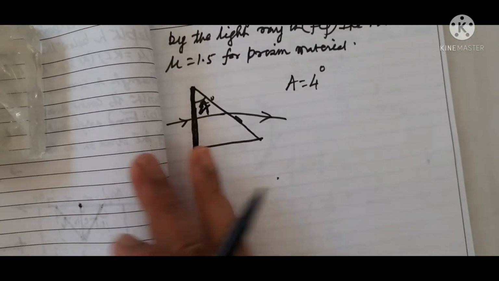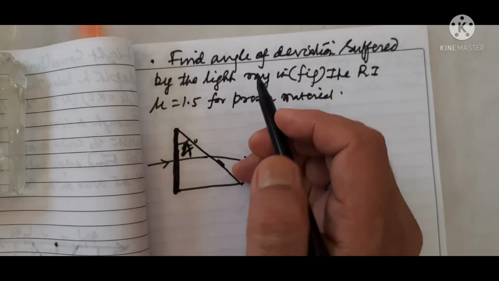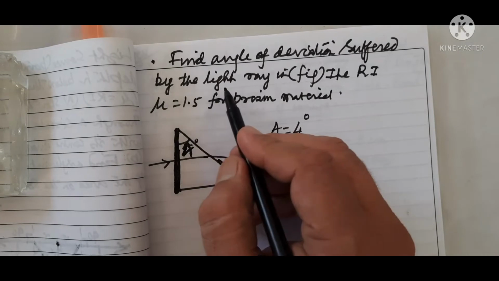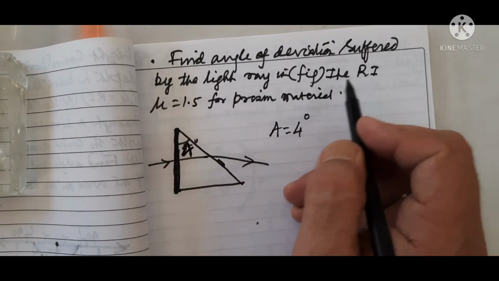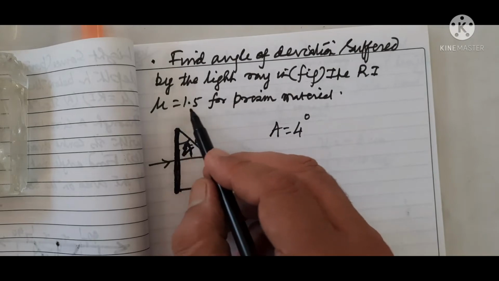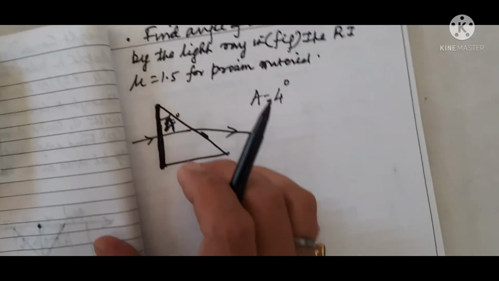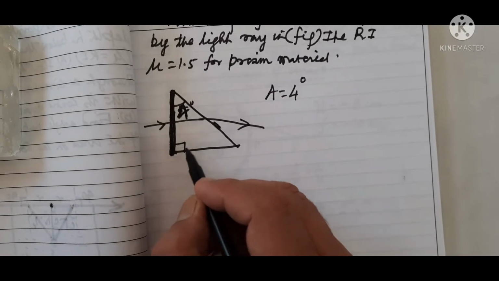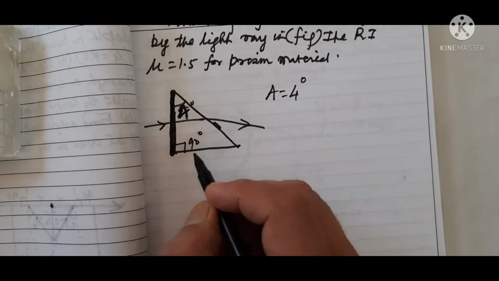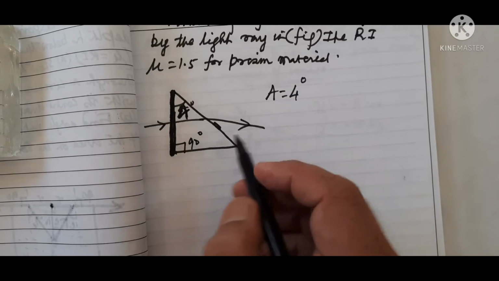Another question. Find the angle of deviation suffered by the light ray in the figure. The refractive index is mu equal to 1.5 for the prism material. Here this is the diagram. The prism is there. Here this is 90 degrees. Here it is 4 degrees given.